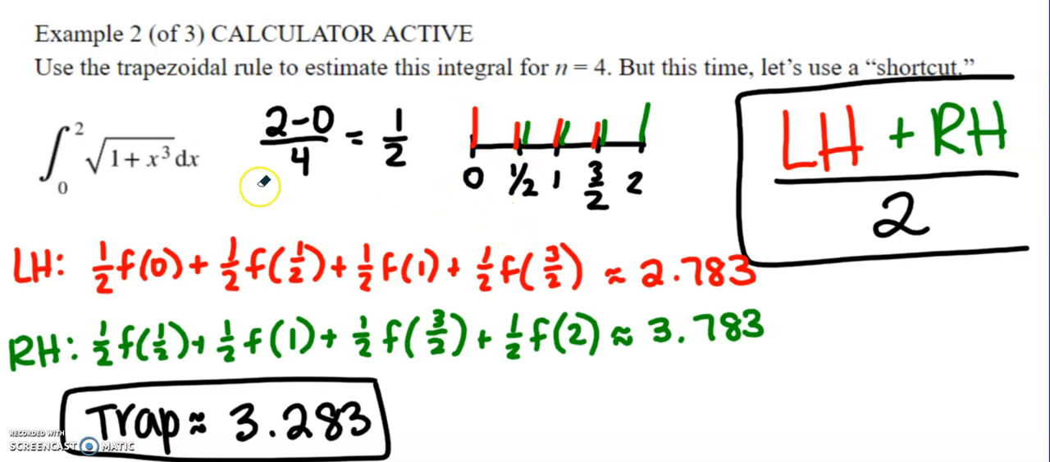Okay, so there's a lot of calculator work here. I wrote this out in general notation, and then I used my calculator. F of 0 would be 1 plus 0 cubed. F of 1/2 would be 1 plus 1/2 cubed. As a helpful hint, it might be easier instead of doing 1/2 in your calculator to just type 0.5. Instead of 3/2, type 1.5. But for my left hand rule, I got 2.783, and my right hand rule, I got 3.783. So I added them together, divided by 2. This trapezoidal approximation with 4 trapezoids would be 3.283.